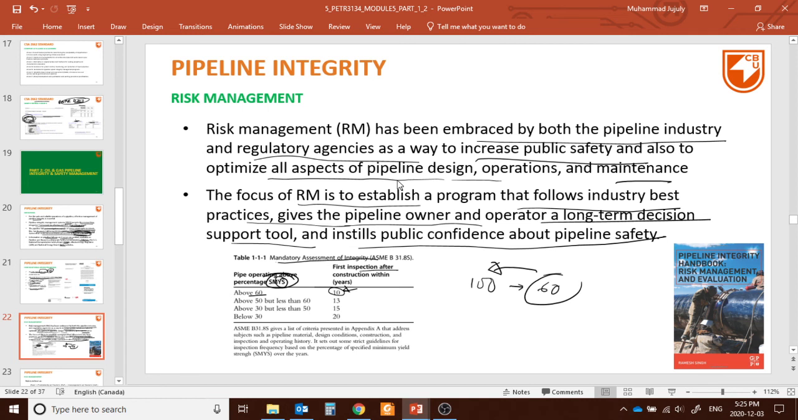So the first inspection is after the construction, after 10 years. But if your pipeline's load is below 30, for instance, and your minimum yield strength is 100, that means you are running at less load. Your pipeline is in a safer condition, you are giving less stress to the pipeline. In that case, you can do the inspection after 20 years. So this is a qualitative way we have determined the inspection period. This is one example of how we develop these types of data.